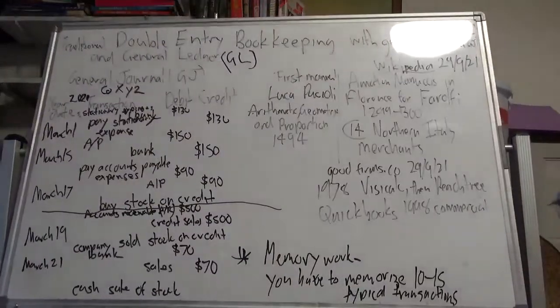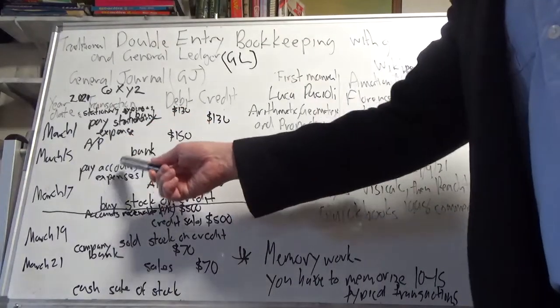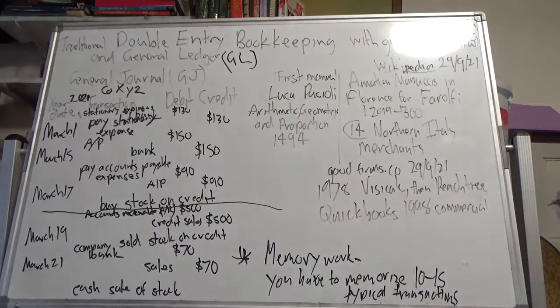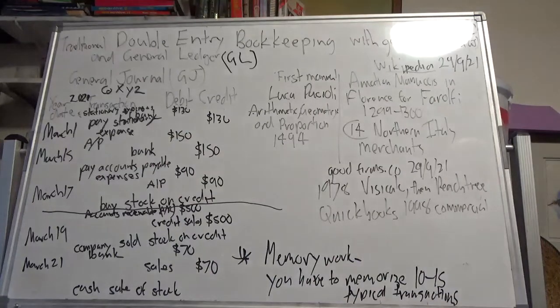So that's okay. That's the first one, and you just keep doing this until you've gone through all the transactions. So the next transaction, we said for paying accounts payable to other people, we debit accounts payable.